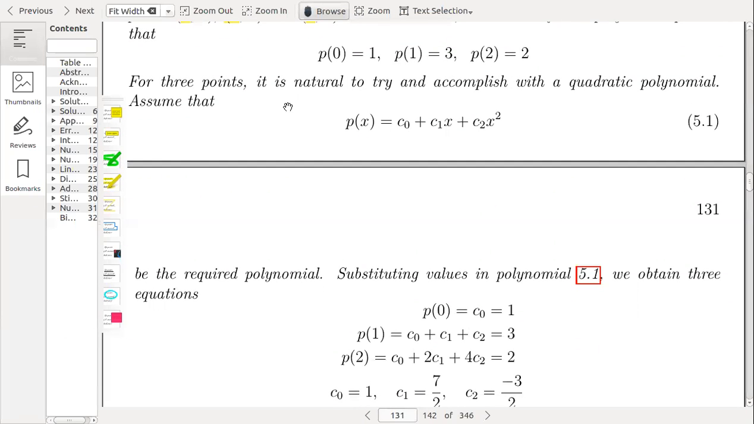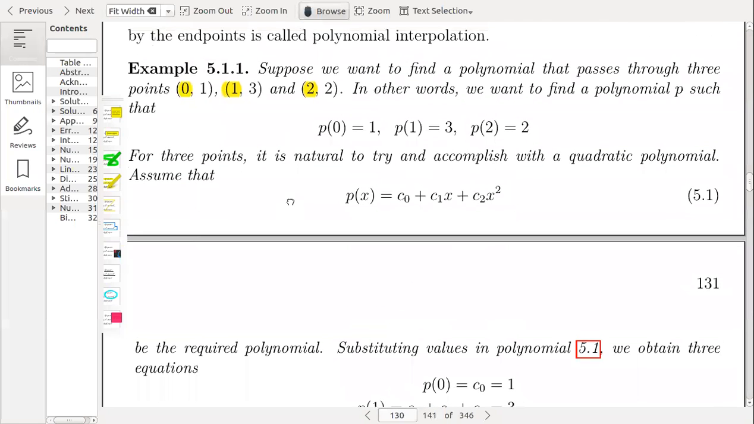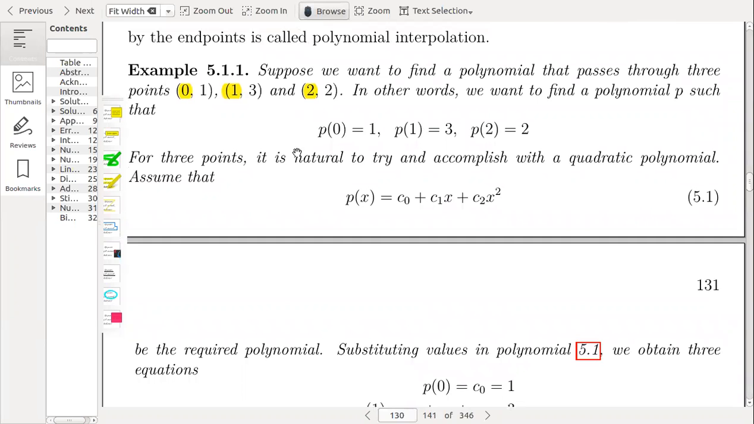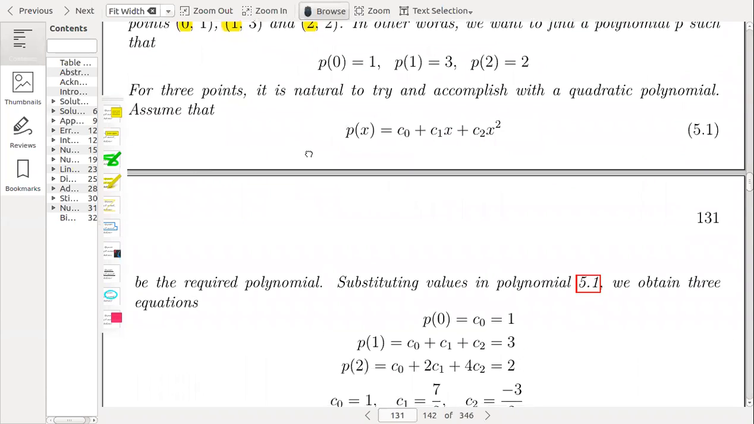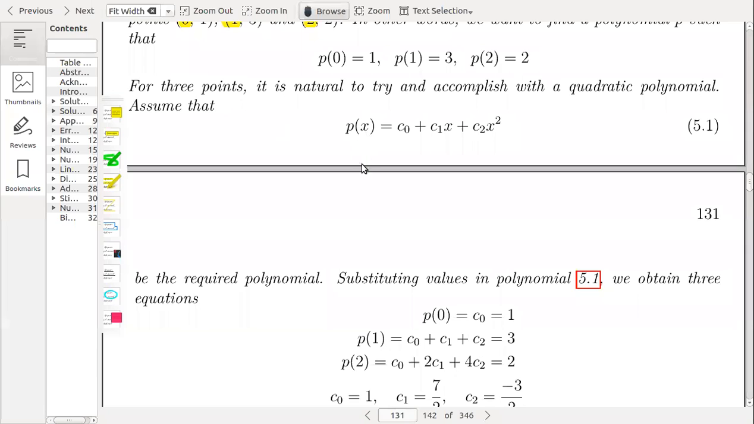For 3 points, it is natural to try to accomplish this with a quadratic polynomial, because to construct a polynomial of degree n, we need n plus 1 data points. Here, because 3 data points are given, the resulting polynomial must have degree 2. So assume that p of x is equal to c0 plus c1 x plus c2 x squared. Here you can also consider the quadratic polynomial ax squared plus bx plus c. So it depends on you how you construct this.